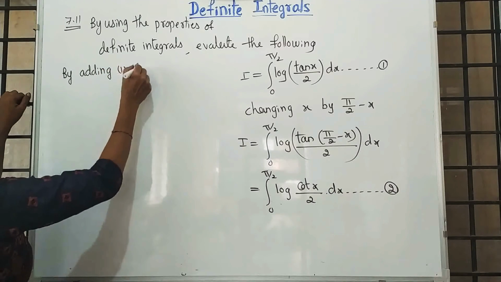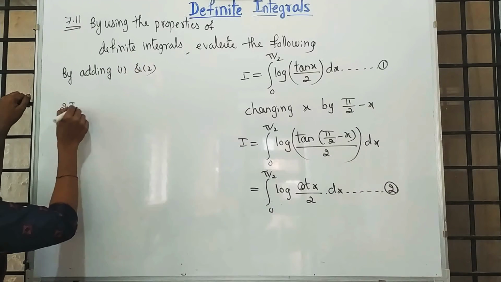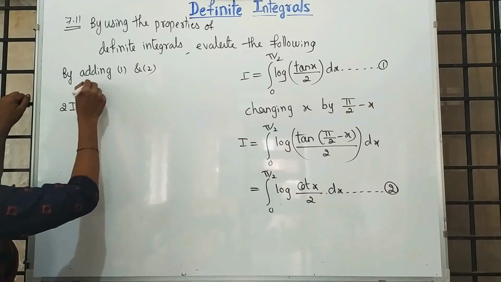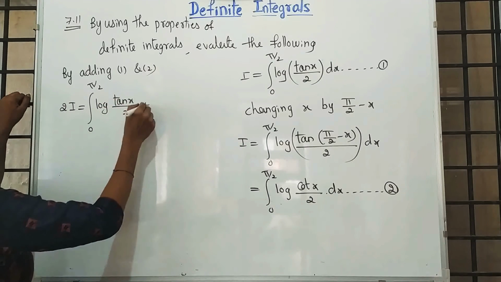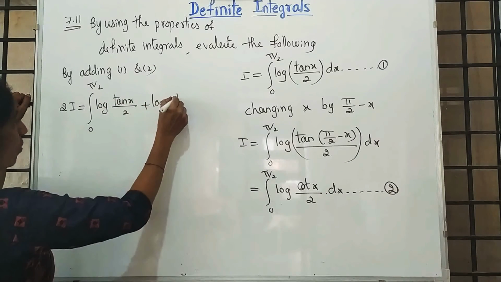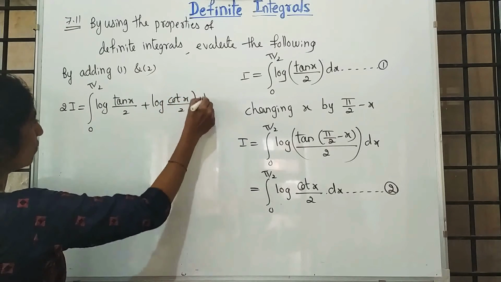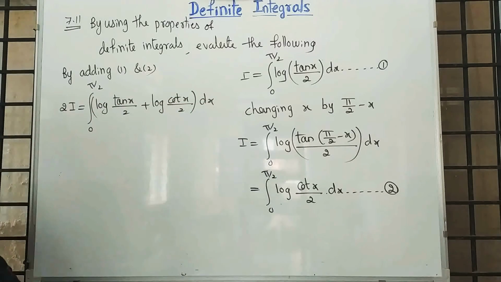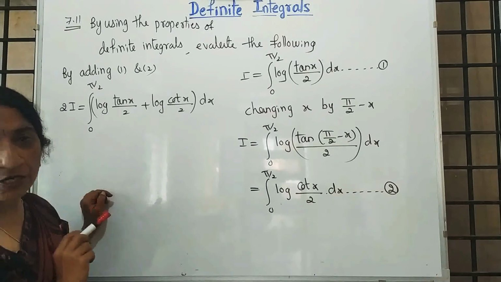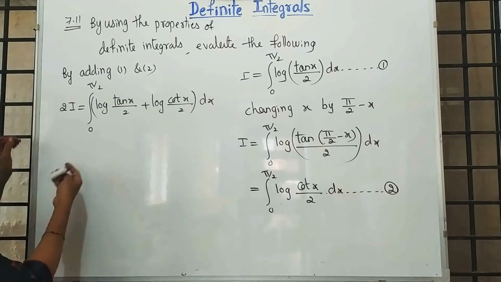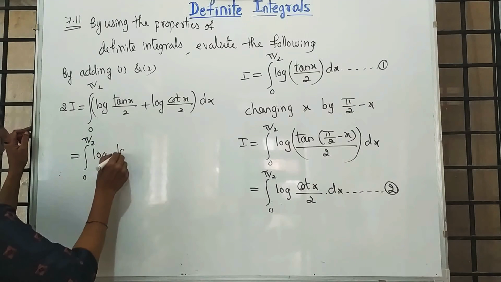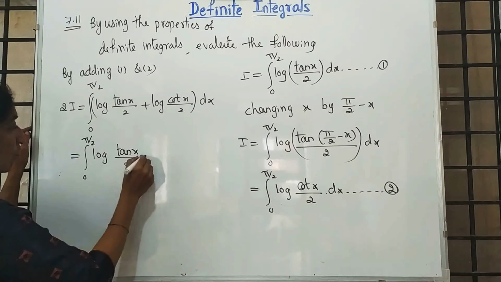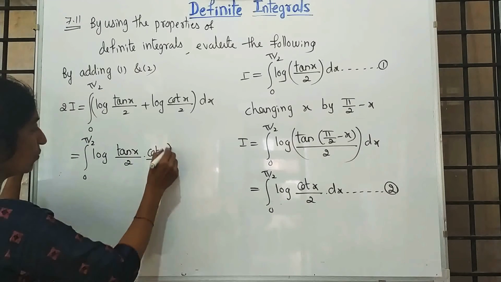By adding 1 and 2, 2I is equal to the integral from 0 to pi by 2 of log of tan x divided by 2 plus log of cot x divided by 2 into dx. Again, have you remembered the properties of log? Yes. What is log m plus log n? It is log mn. So it is the integral from 0 to pi by 2 of log of tan x by 2 into cot x by 2 dx.